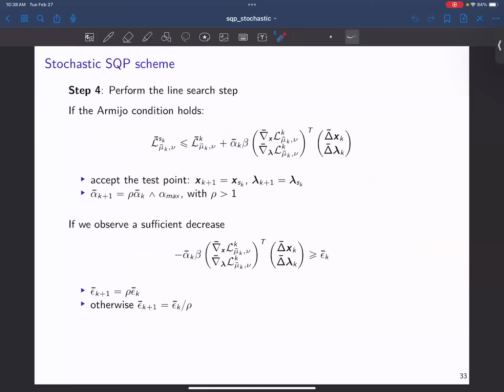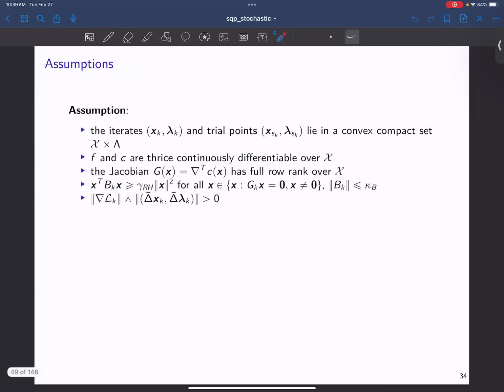In addition to the Armijo condition, we need to check whether the decrease is sufficient or not. So in particular, for each iteration, we are also going to investigate whether we have sufficiently decreased the merit function. If we observe a sufficient decrease in the merit function, then we are going to relax the accuracy condition. Epsilon essentially controls how many samples I need in each iteration to estimate the merit function. If we observe the sufficient decrease, in the next iteration I'll require fewer samples, a less accurate estimator. Otherwise, if I don't observe a sufficient decrease, I will make that condition more stringent so that in the next iteration we require more samples to get a more accurate estimator of the merit function. So that's the algorithm.